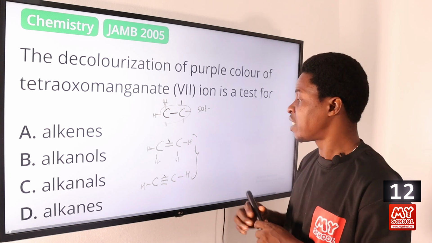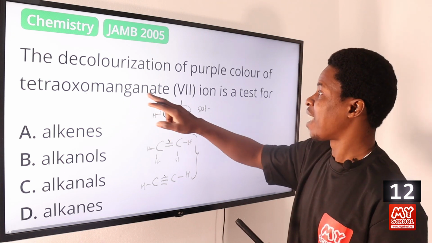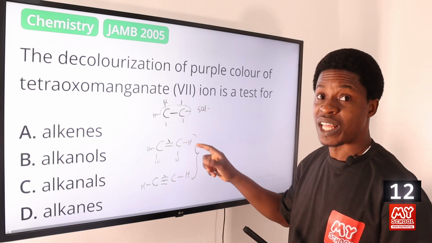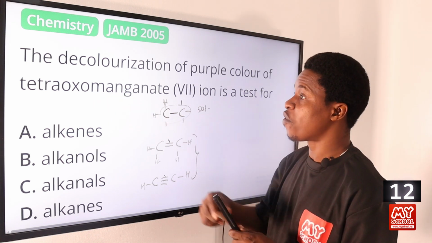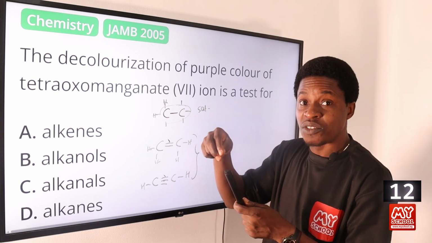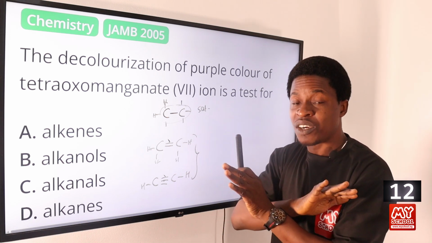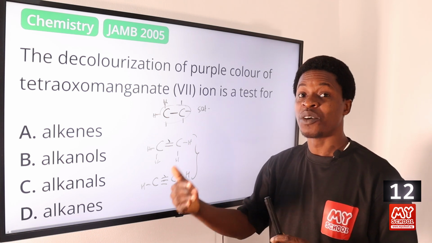So these two are unsaturated hydrocarbons. To test for their presence, once you bring purple tetraoxomanganate 7 into any of these, it changes the color, because don't forget that this is KMnO4, and KMnO4 has a purple color. Once you bring that substance into it, the KMnO4 decolorizes; it no longer has that purple color. So it means that it is an unsaturated hydrocarbon.